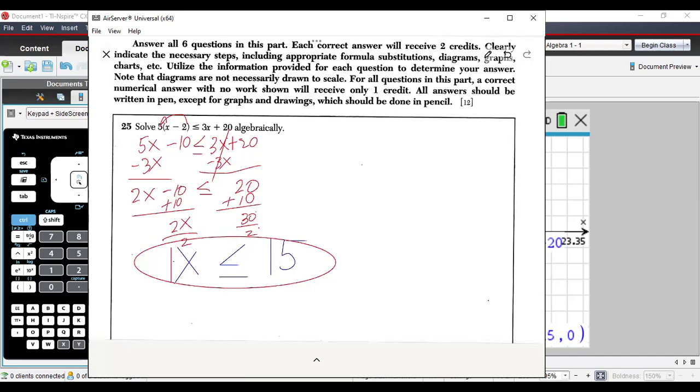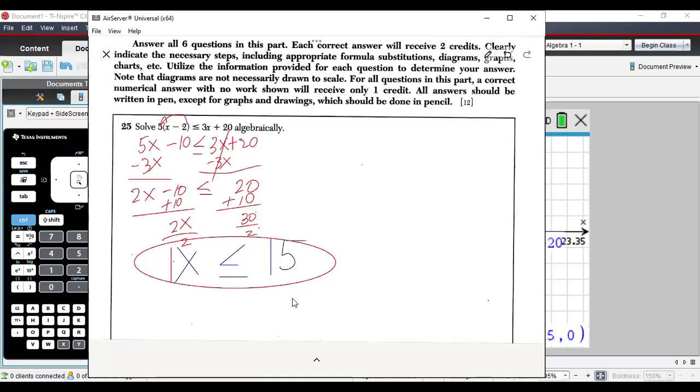But what I would say, even in the constructed response, if they give you an inequality and they ask you to solve it, graph it first, find out what the answer is or what the solutions are, and then do the algebra. All right, that's it. I'm done with this one.